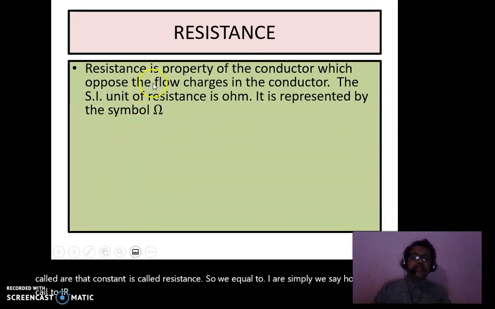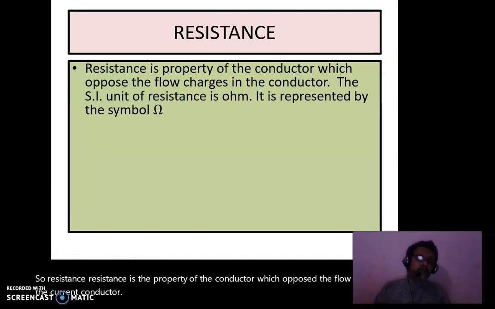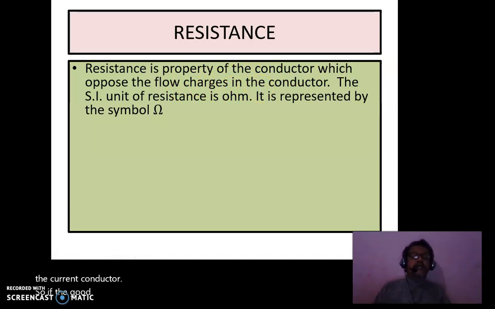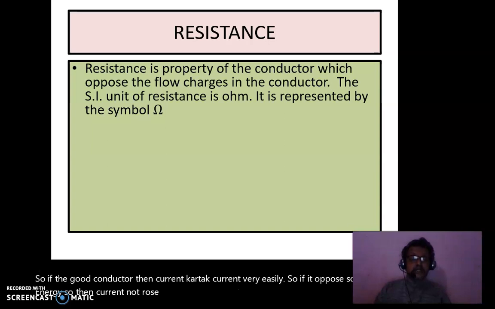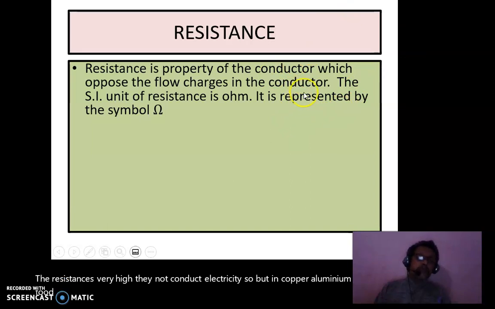So resistance. Resistance is the property of the conductor which opposes the flow of charges in the conductor. If it is a good conductor, then it conducts the current very easily. If it opposes the flow, then current does not flow. In non-conductors, the resistance is very high, they do not conduct electricity. But copper and aluminum are good conductors because they hardly oppose the current. So resistance is the property of the conductor which opposes the flow of charges in the conductor.